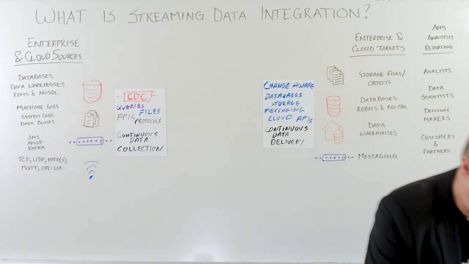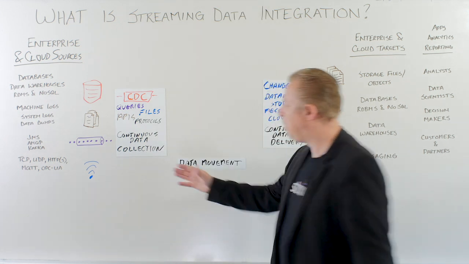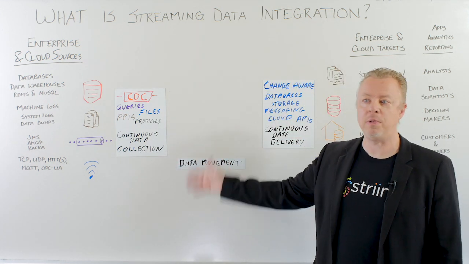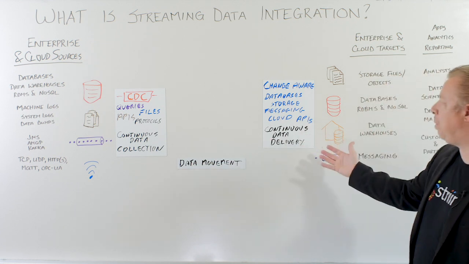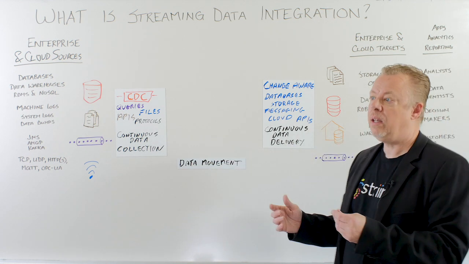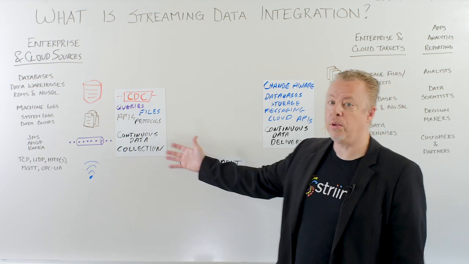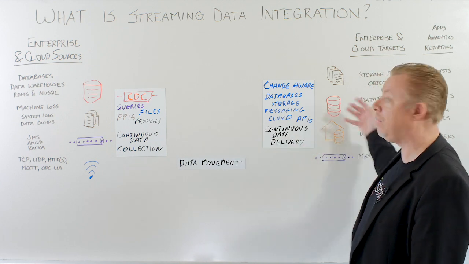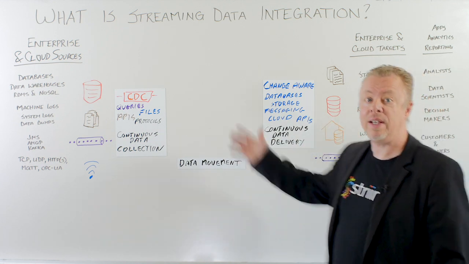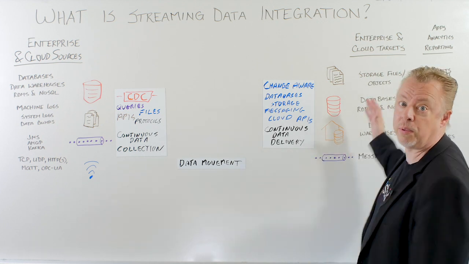In between that, obviously, it needs to be able to move the data. So continuously move the data that's being collected into the appropriate target. And potentially to do that in a fan-in, fan-out way. So take multiple sources, combine them together and push them out to a single target. Or take data from a single source and move it and deliver it continuously to multiple targets.